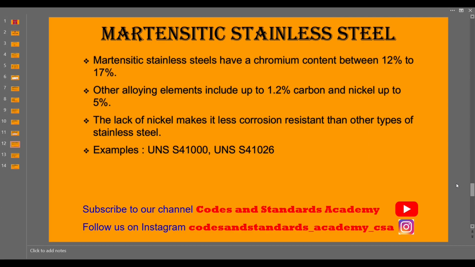Martensitic stainless steel, which has a chromium content between 12 to 17%. Other alloying elements include carbon up to 1.2% and nickel up to 5%. The lack of nickel content makes it less corrosion resistant when compared to all the stainless steels. Examples for martensitic stainless steels are UNS S41000 and S41026.